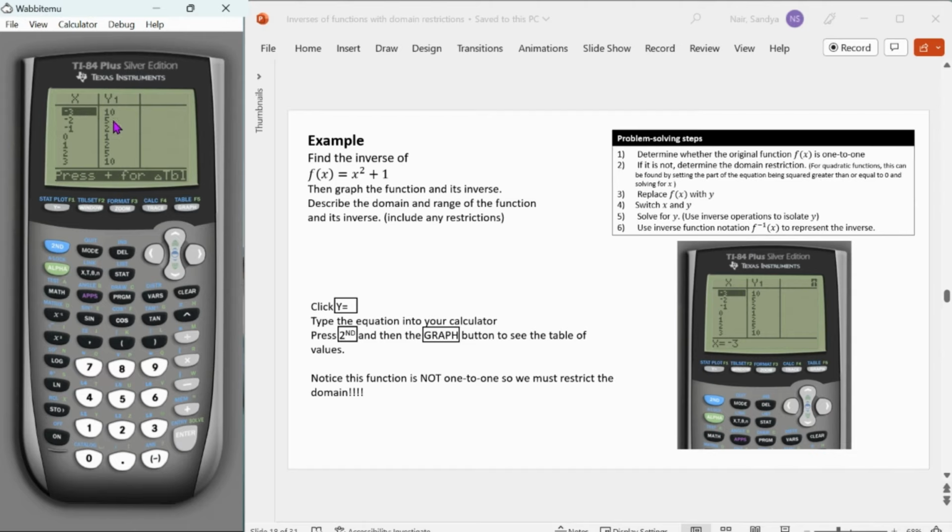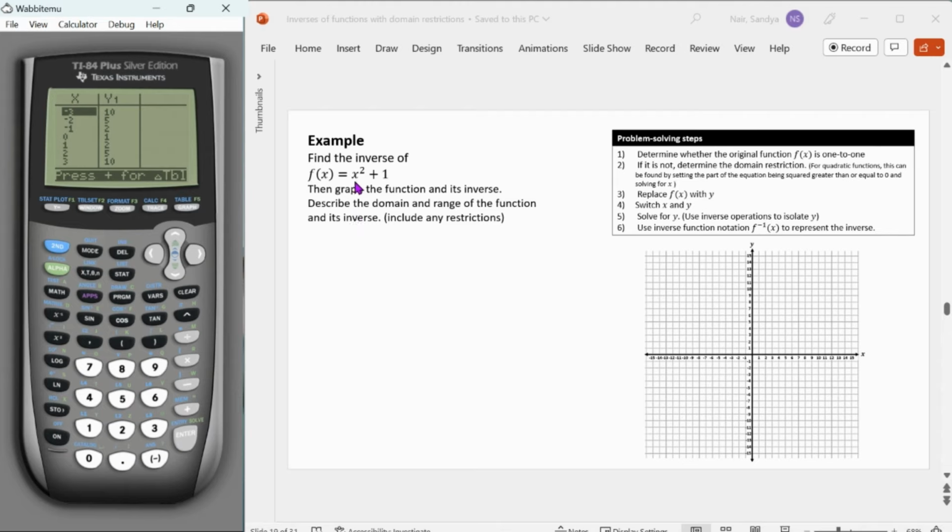You see I have this 10 repeated, 5 repeats, 2 repeats. So I know that this is not a one-to-one function, okay? So I know I'm going to have to go ahead and restrict the domain. To restrict the domain, I'm just going to look at the part that's being squared. In this function, the part that's being squared is x. So I'm just going to say x is greater than or equal to 0. Okay, that's my domain restriction.